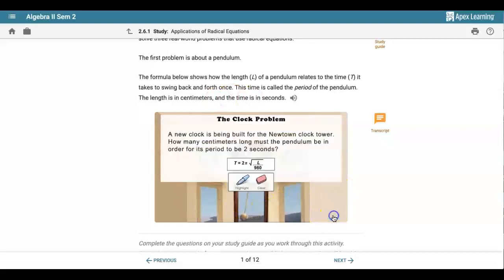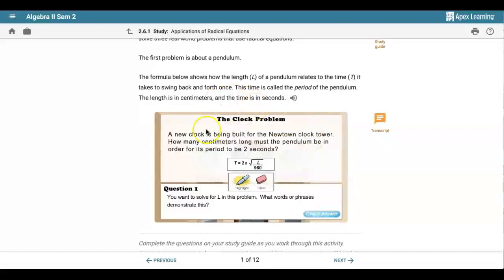So if we start here with our clock problem, a new clock is being built for Newport Clock Tower. How many centimeters long must the pendulum be in order for its period to be 2 seconds? We want to solve for L in this problem. What words or phrases demonstrate that? Again, how many centimeters long must the pendulum be. The centimeters long for the pendulum.